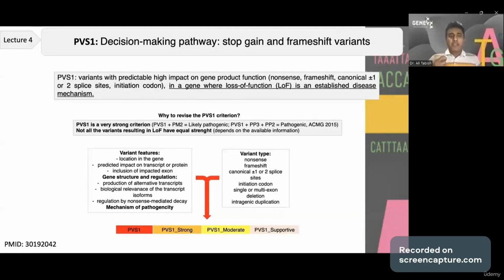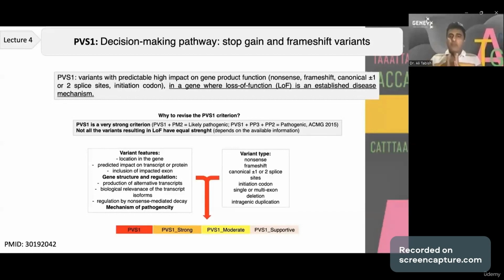Not all the variants resulting in loss of function have equal strength, and that is discussed in the new revision. For example, whether a frame shift variant is at the start of the gene, middle of the gene, or end of the gene, and also to look at the gene causality, how well established the gene is for that phenotype. Considering all these parameters, not all loss of function variants will have the same strength.